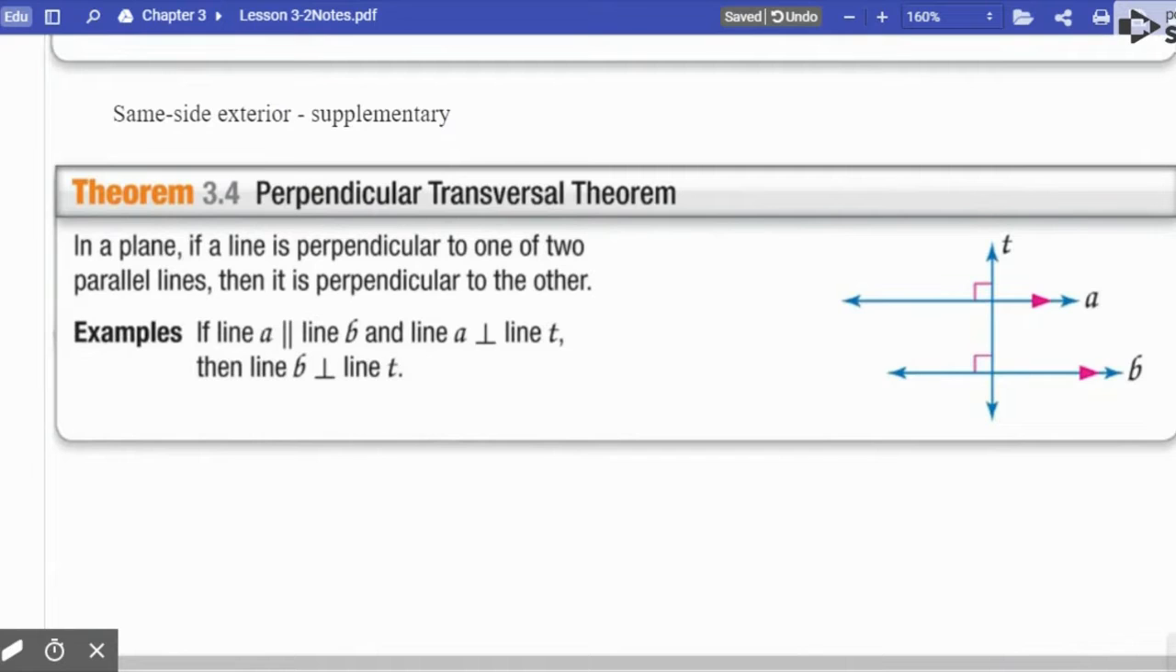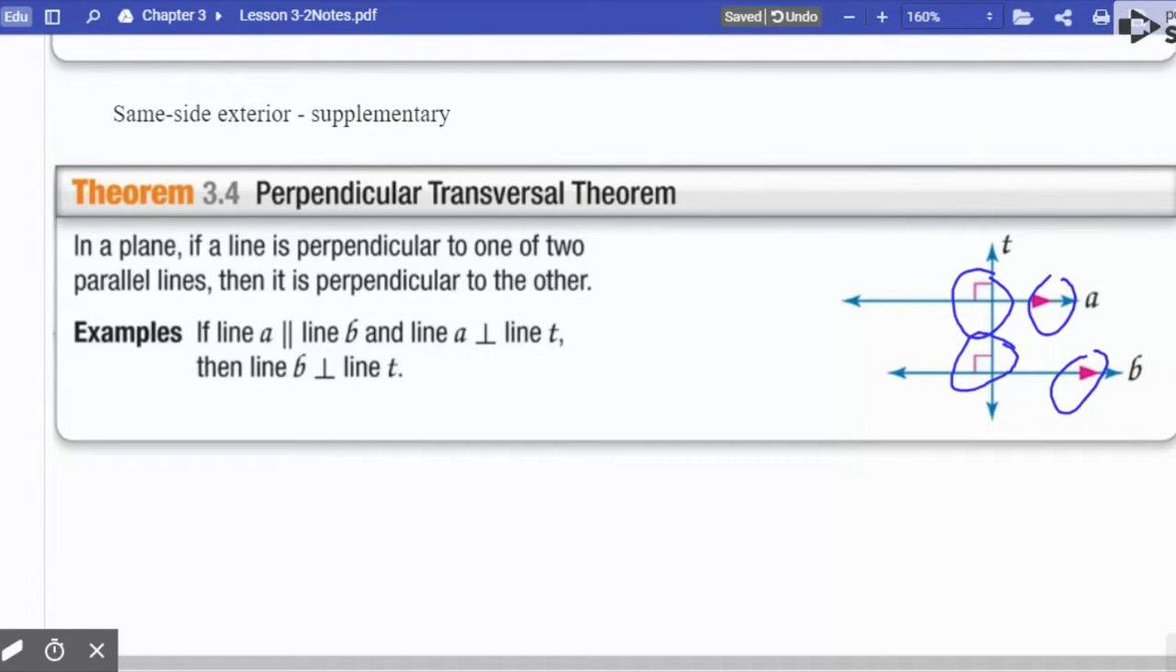This is a pretty basic and straightforward theorem right here. If line A and line B are both parallel, as you can see, and line A is perpendicular to line T, then line B must also be perpendicular to line T. Look at the angles they have marked. Those are corresponding angles. So if they're both 90 degrees, that means they're perpendicular.